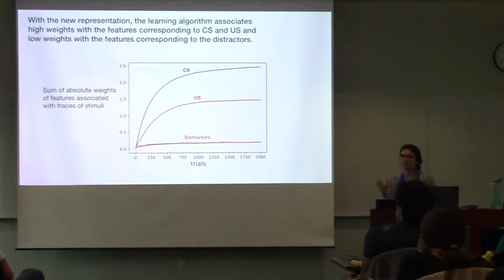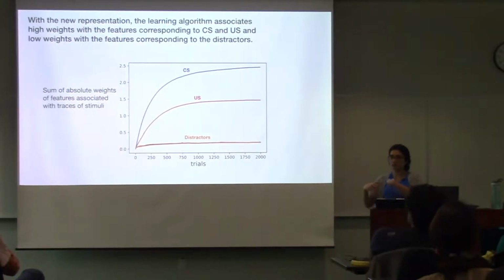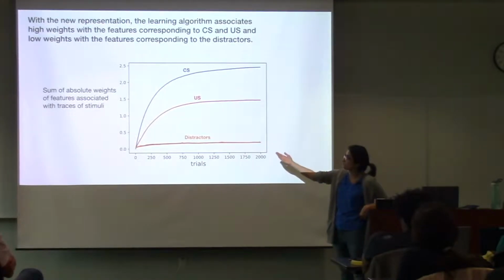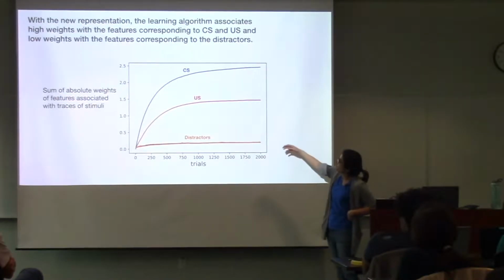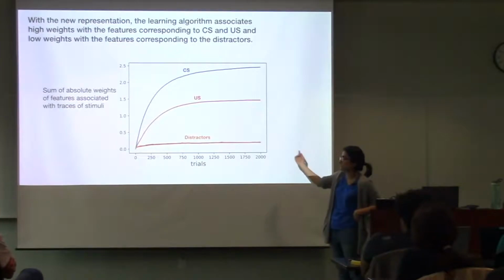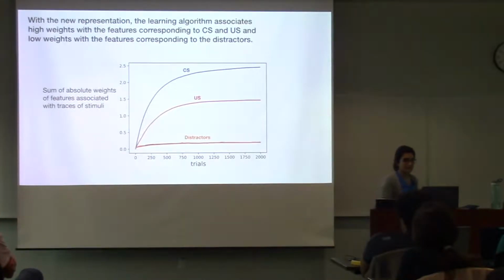I've been talking about the CS, US, and distractors, and we'd like our algorithm to associate higher weights with features that are useful, and lower weights with features that are not useful. So here I'm showing the sum of absolute weights of features associated with traces of each of these stimuli over trials. You can see that the algorithm associated higher weights to CS and US compared to distractors, which is more like a sanity check.